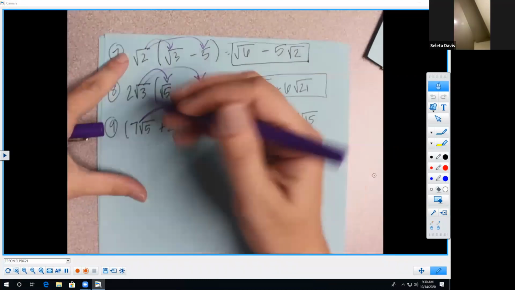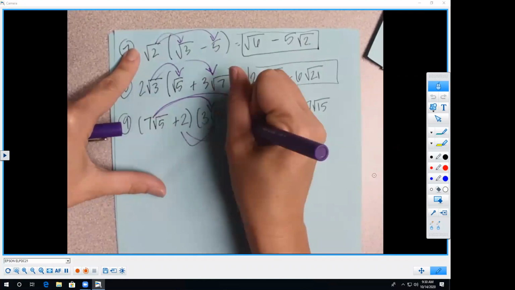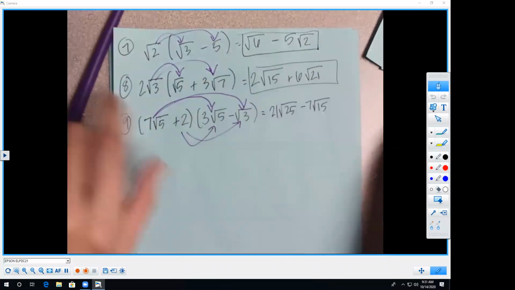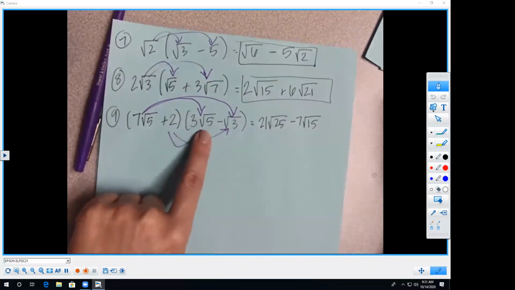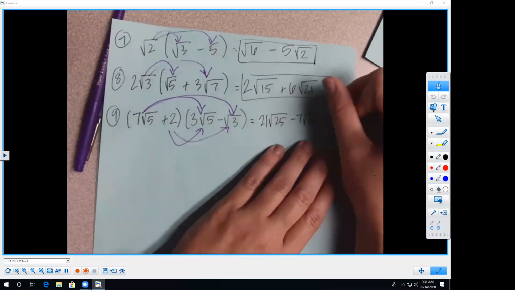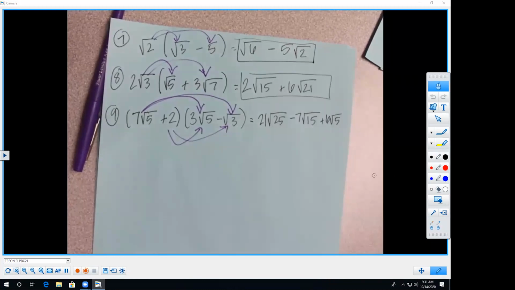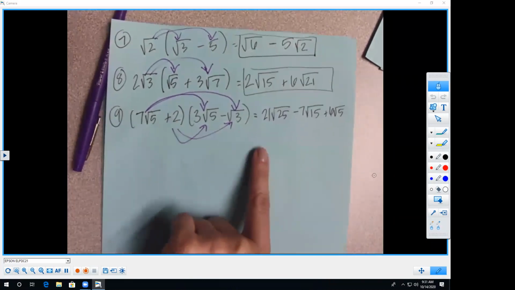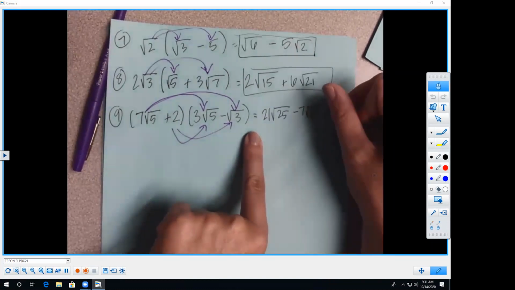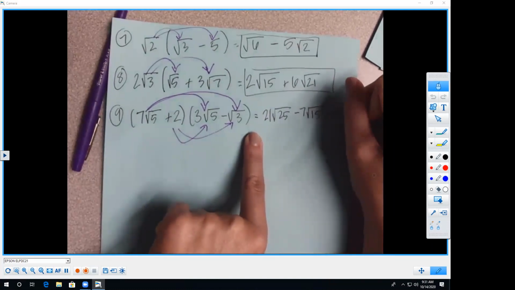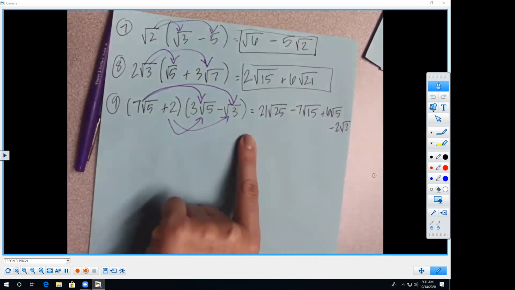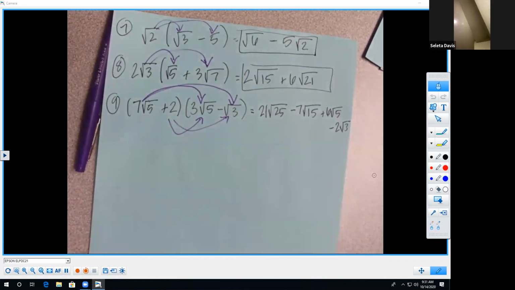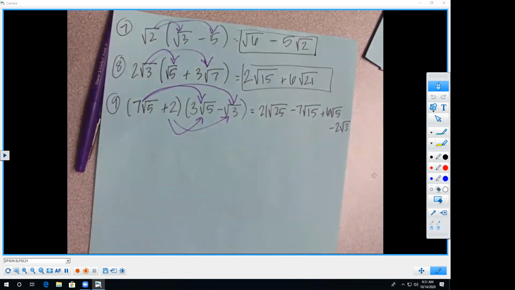Now I'm going to distribute this 2 to everything in the other parenthesis. So 2 times 3 square roots of 5 is 6 square roots of 5. And 2 times the negative square root of 3 is minus 2 square roots of 3. Are we good with that?